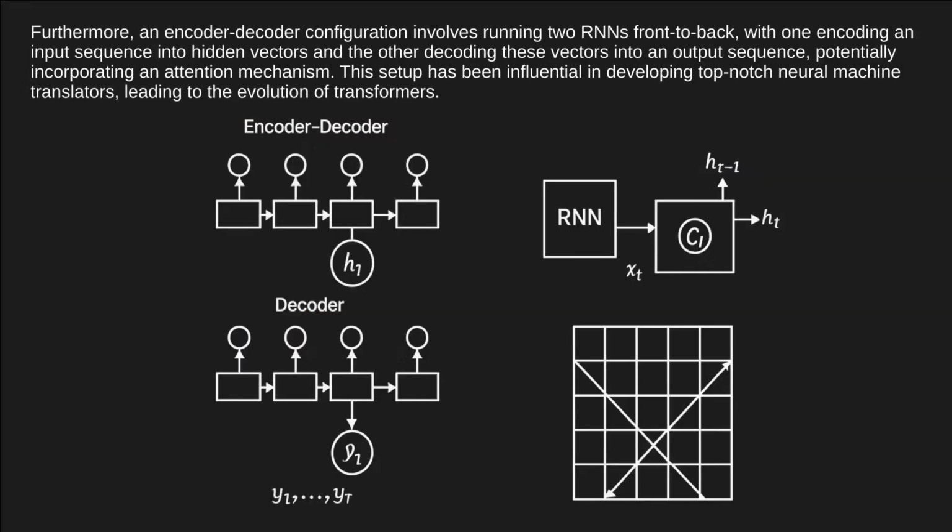Furthermore, an encoder-decoder configuration involves running two RNNs front to back, with one encoding an input sequence into hidden vectors, and the other decoding these vectors into an output sequence, potentially incorporating an attention mechanism. This setup has been influential in developing top-notch neural machine translators, leading to the evolution of transformers.